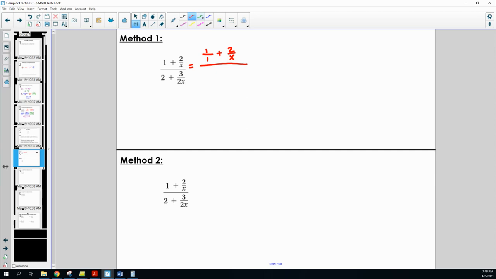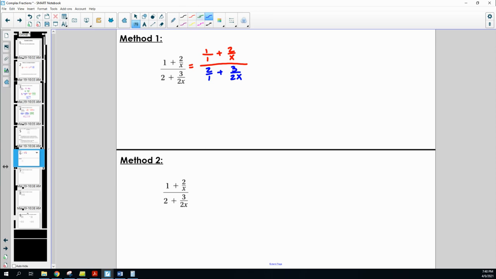And then the denominator, I'll actually change colors for that. This is going to be 2 over 1 plus 3 over 2x. Okay, so all I did right now is I made the whole numbers have a denominator of 1 just to set it up as a fraction. Okay, so I'm looking only right now at the numerator. So I'm looking at the denominators. I have a denominator of 1 and x. So my common denominator here would have to be x.